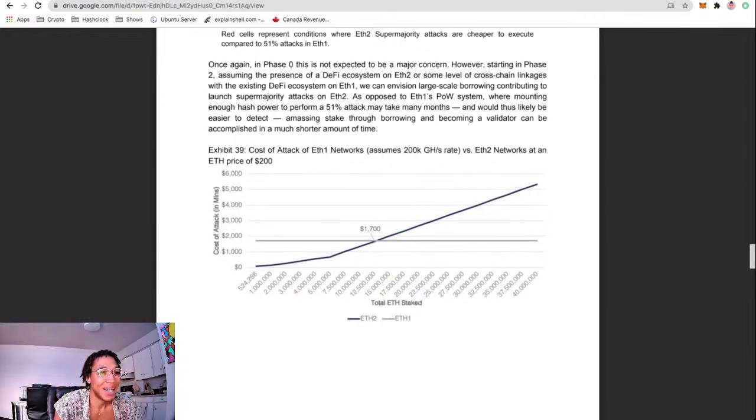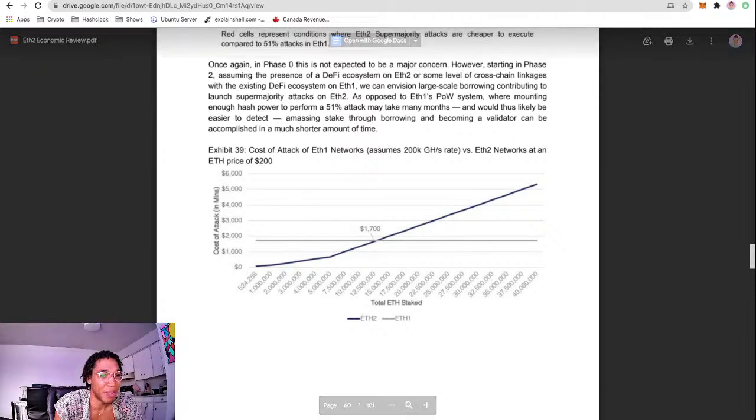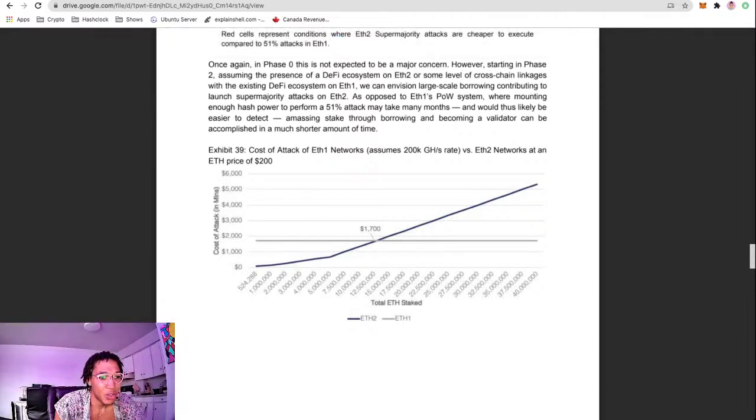And so the sweet spot is right here apparently at 12.5 million ETH staked and a little bit under $2,000.